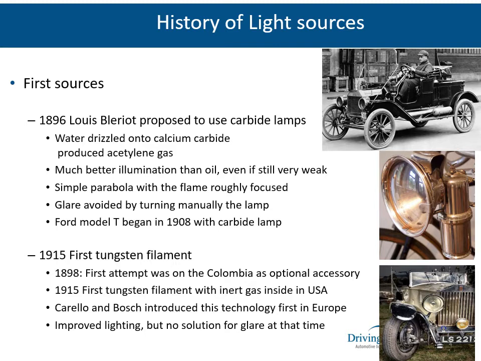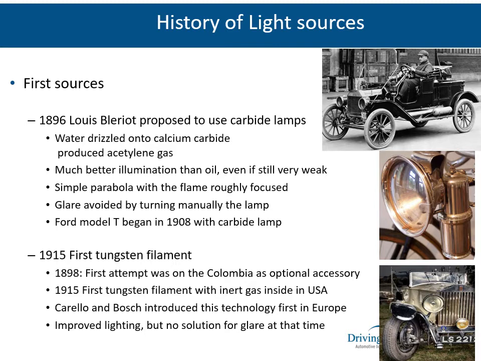And a simple parabola with a flame roughly focused was used for the optical system. The glare, because at that time we already had some problem with the glare, was avoided by manually turning the lamps on some automotive systems. And Ford began the use of carbide in 1908 on the very famous Model T.